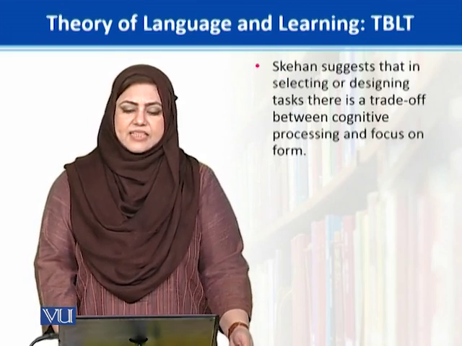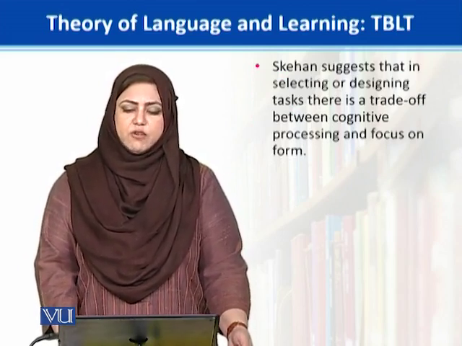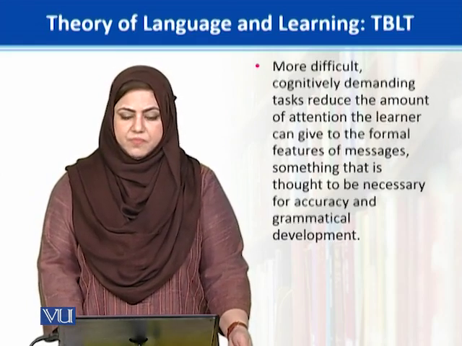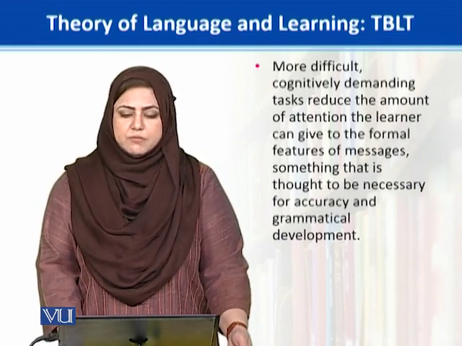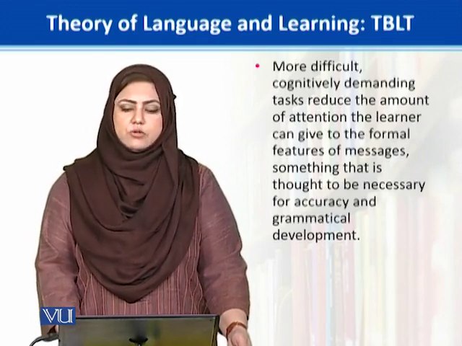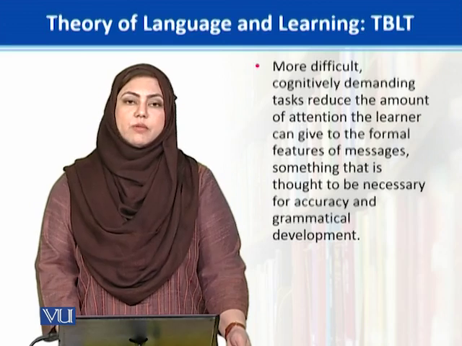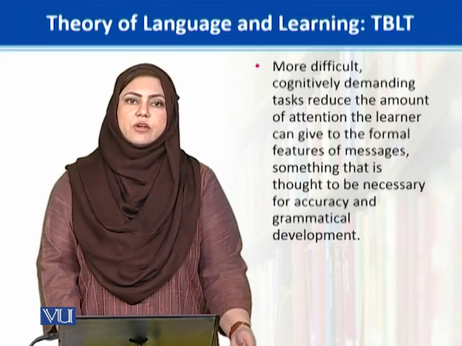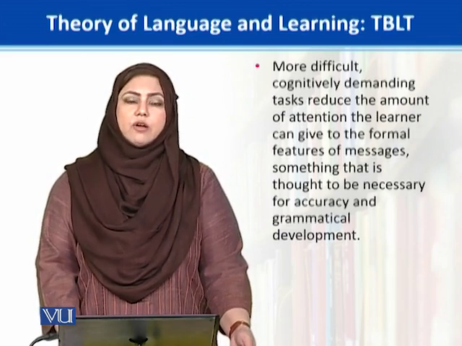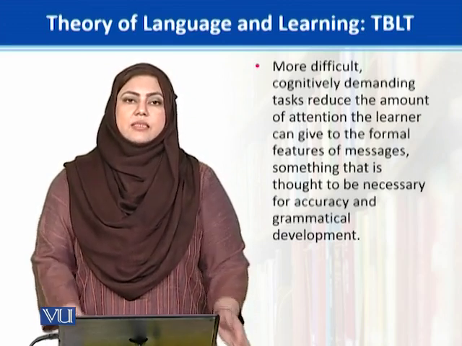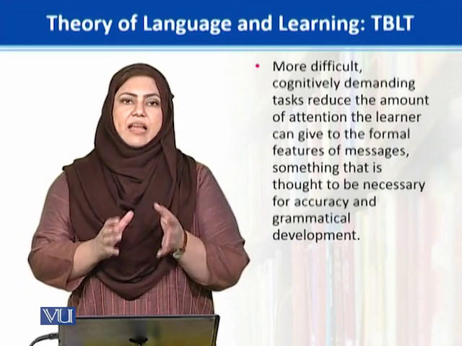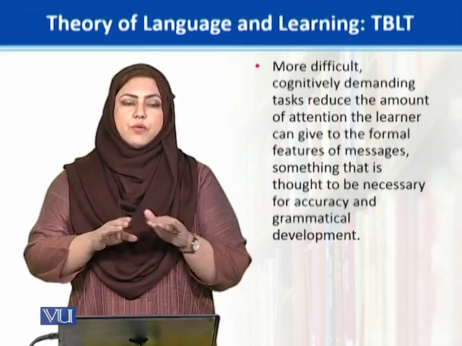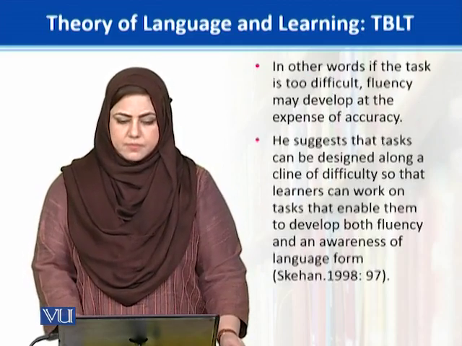Skehan suggests that in selecting or designing tasks, there is a trade-off between cognitive processing and focus on the form. More difficult, cognitively demanding tasks reduce the amount of attention the learner can give to the formal features of the message, something that is thought to be necessary for the accuracy of the use of language or for the development of grammar. Thus, this is more like keeping a balance between the two, more like negotiating where to settle both.